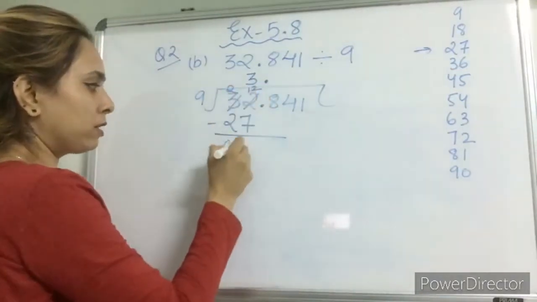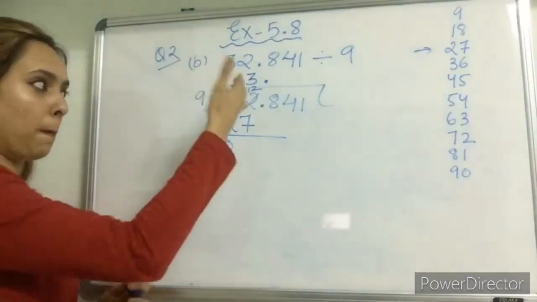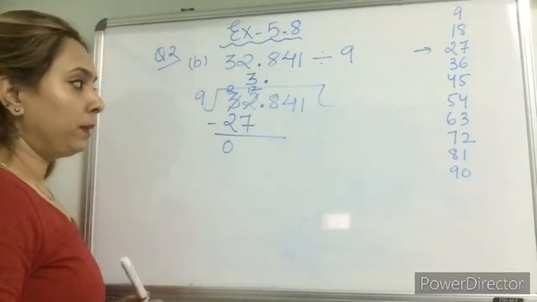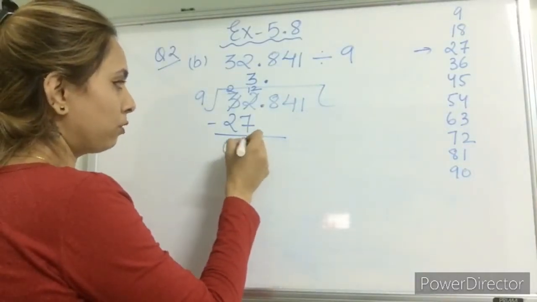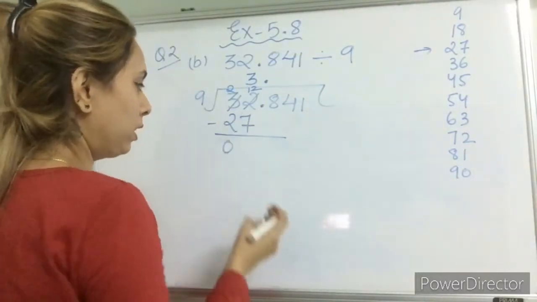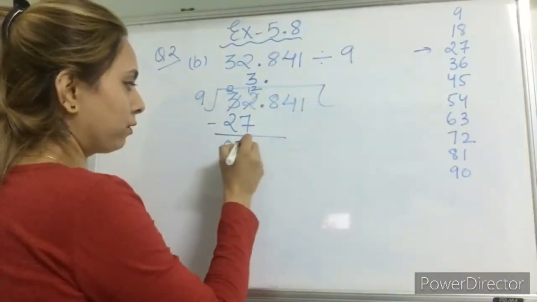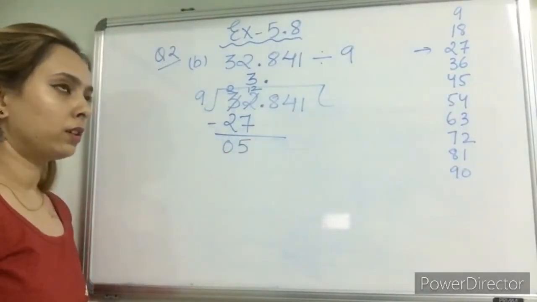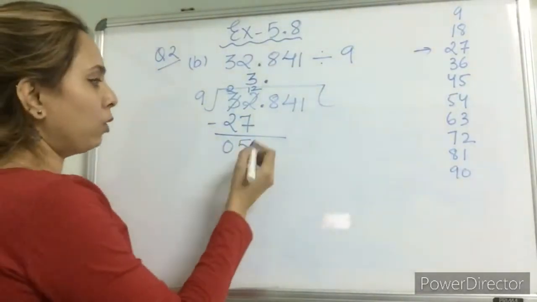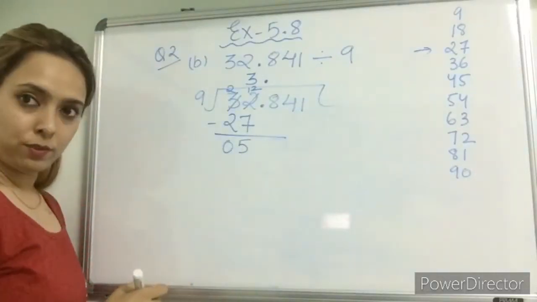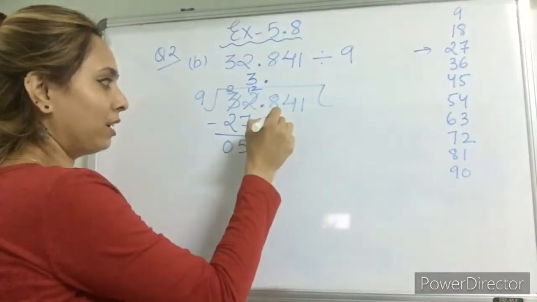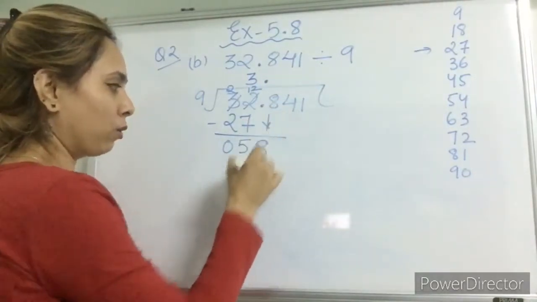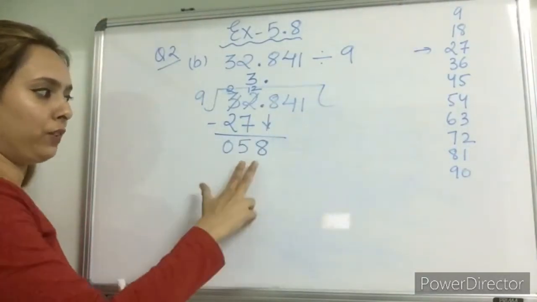So this will be 0, and 12 minus 7 will be 7, 8, 9, 10, 5. Okay, so now we have got the remainder as 5. Get this 8 down now.